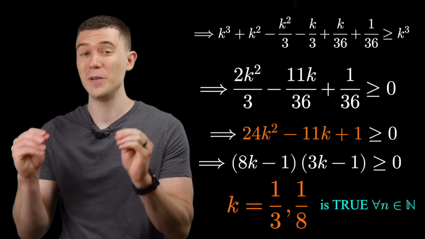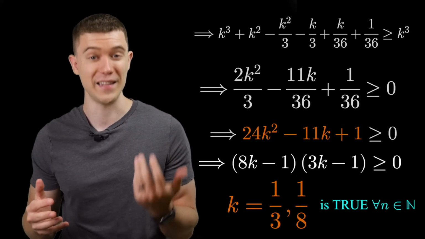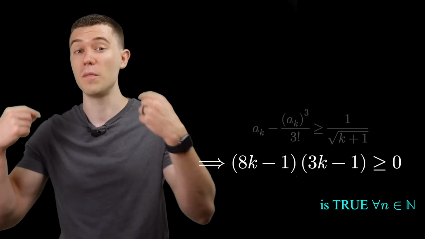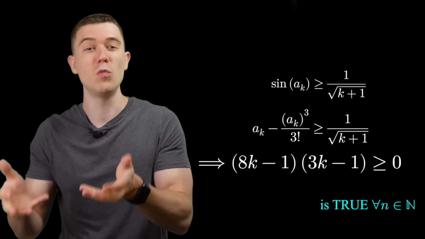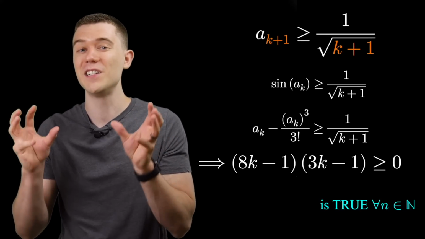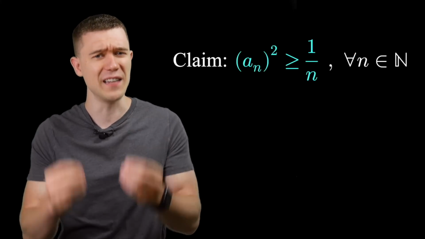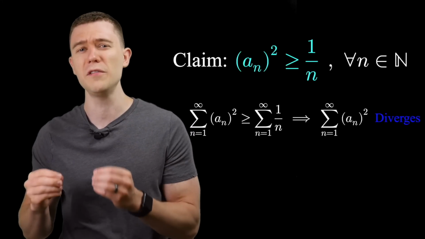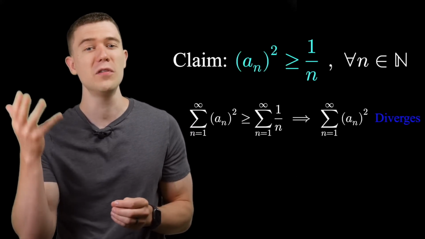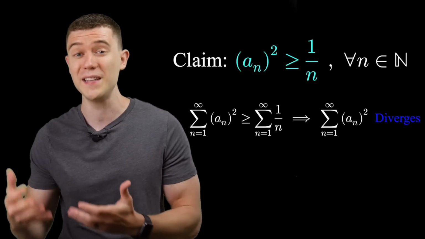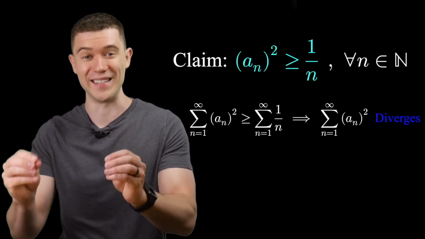So let's see what we did here. We showed that this inequality was true for all k in the natural numbers. That implied our previous statement, which implied our previous statement, which was basically what we wanted to show, and our induction step was proven. And our comparison is complete, thus the sum of a sub n squared is greater than or equal to the sum of 1 over n, which is the harmonic series. We know this to be a divergent series. It's really a p-series with p equals 1, and the conclusion is that our series diverges.